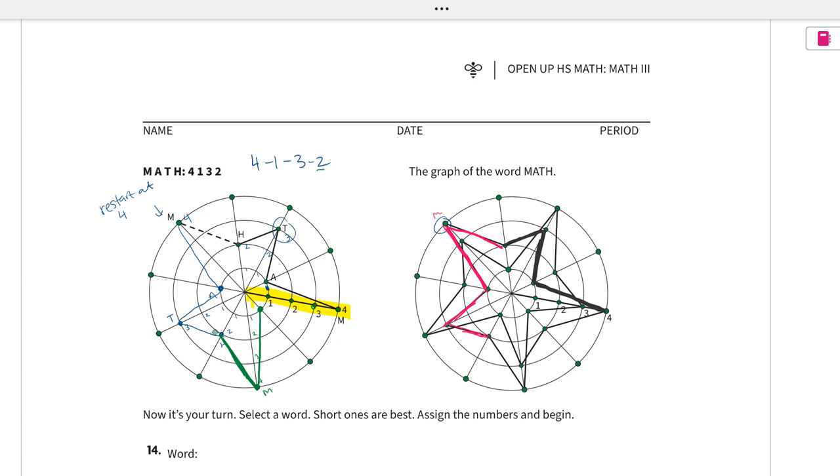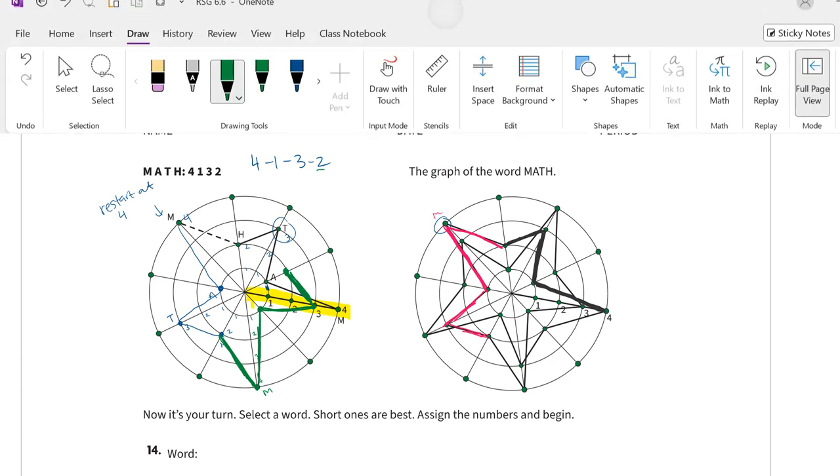So here's the 3. So we're connected to that 3. We see that right there. And then lastly, 2. So we haven't connected yet, which is why we're still going. So there's another sequence.